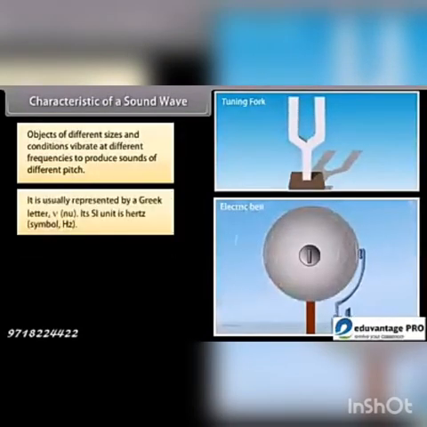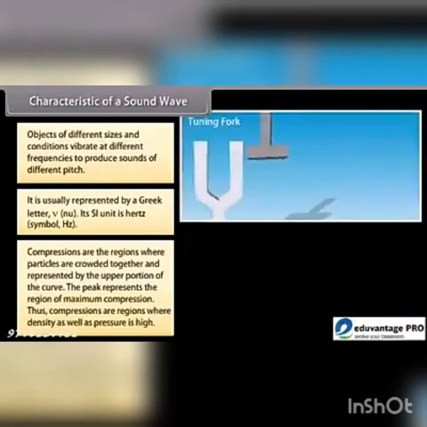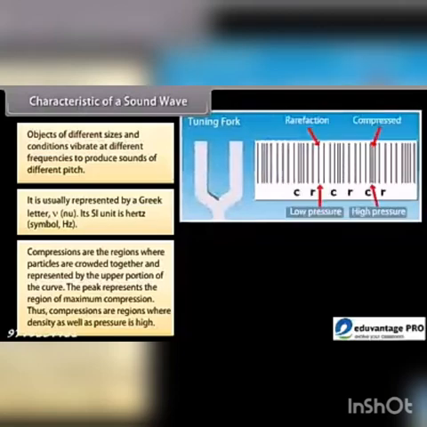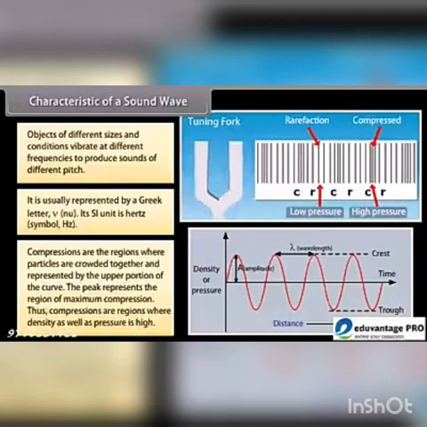It is usually represented by a Greek letter nu. Its SI unit is Hertz. We know that compressions are the regions where particles are crowded together and represented by the upper portion of the curve. The peak represents the region of maximum compression. Thus, compressions are regions where density as well as pressure is high.